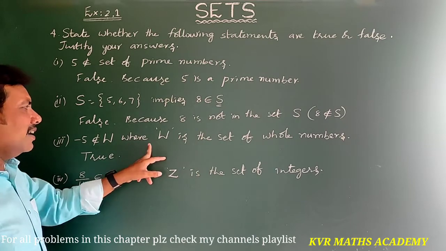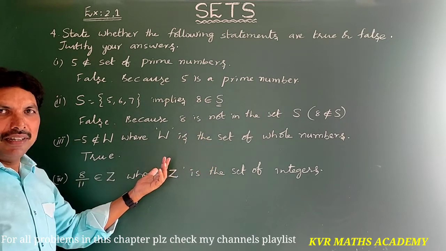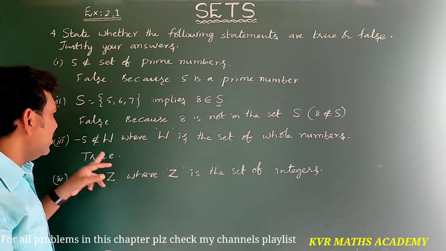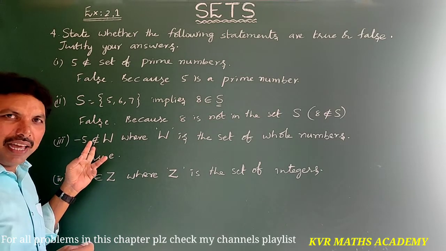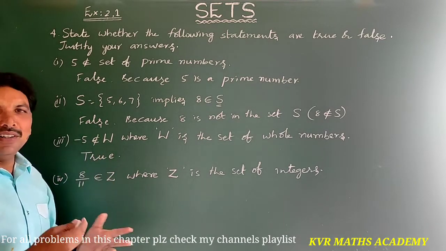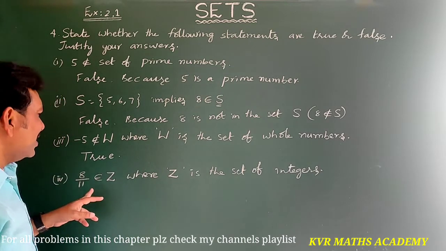Why? Because clearly, given W is the set of whole numbers. W means 0, 1, 2, 3, 4, 5. Next, minus 5 does not belong to W is directly given, so that's why it's a true statement. Right? Next, final one.